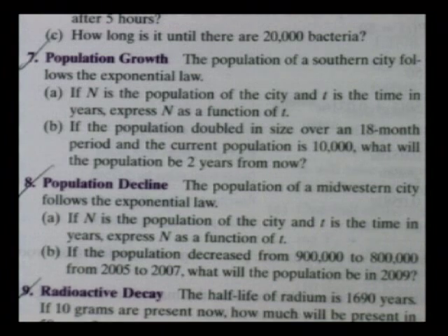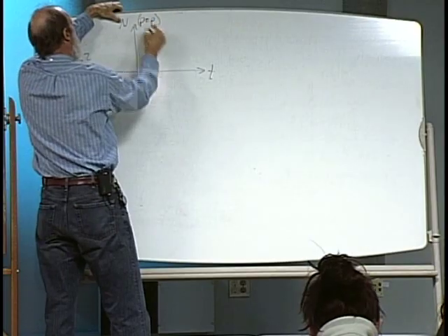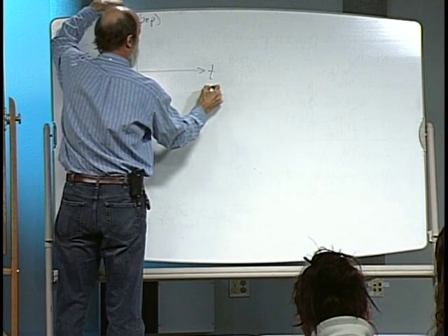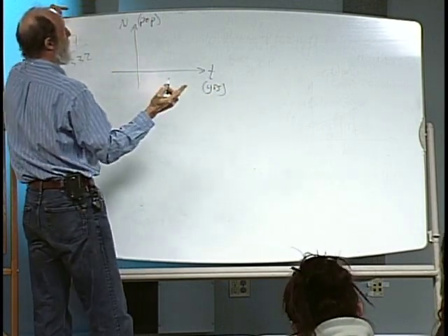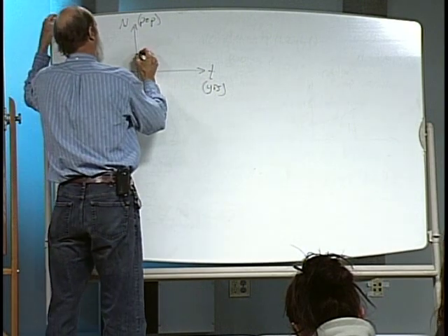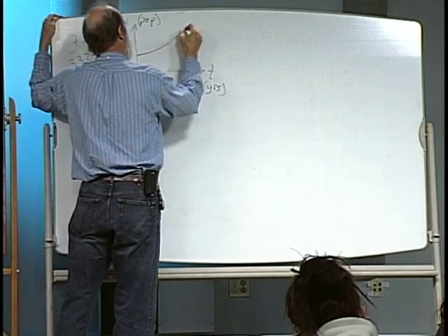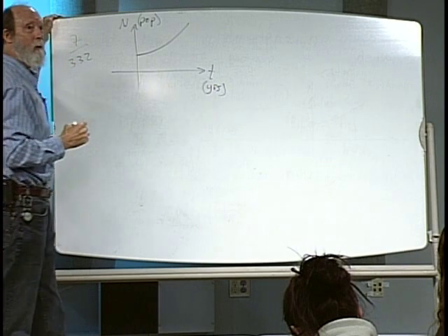So what I oftentimes do is I first of all try to get a sense of it graphically. So they're telling us that the population is called N, and time is in years, and it's following exponential growth. So what we're going to do is we're going to have a population that's going to look like this, growing exponentially.